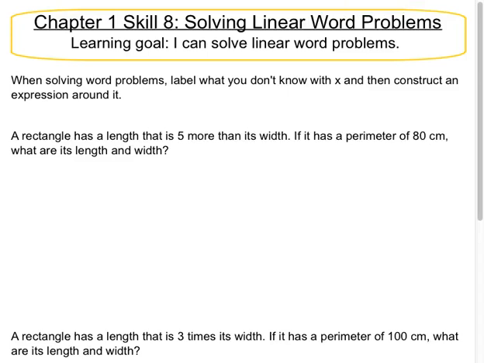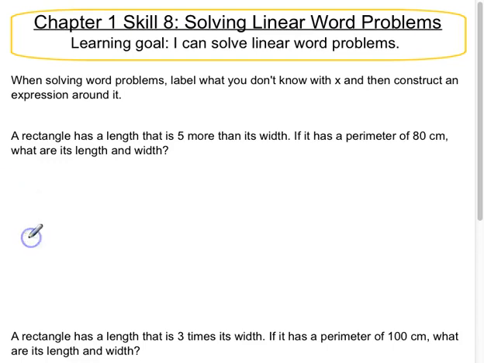Now that we've talked about solving linear equations, the next step is talking about how we can model word problems with equations that we can then solve. So our first example: a rectangle has a length that is 5 more than its width. If it has a perimeter of 80 centimeters, what are its length and width? So the idea is whatever we don't know, we can label with X, okay? And then whatever we still need to solve for, we can label with some expression involving X.